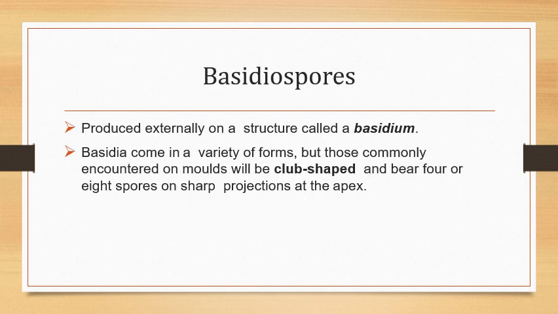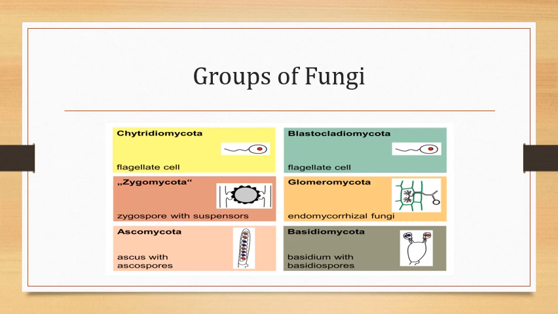Basidiospores are present in a structure known as the basidium, and basidia come in a variety of forms. The special form is club shaped and bears 4 or 8 spores on sharp projections at the apex. Now coming to the different groups of fungi, major phyla have been classified mainly on the basis of the sexual reproduction structure.